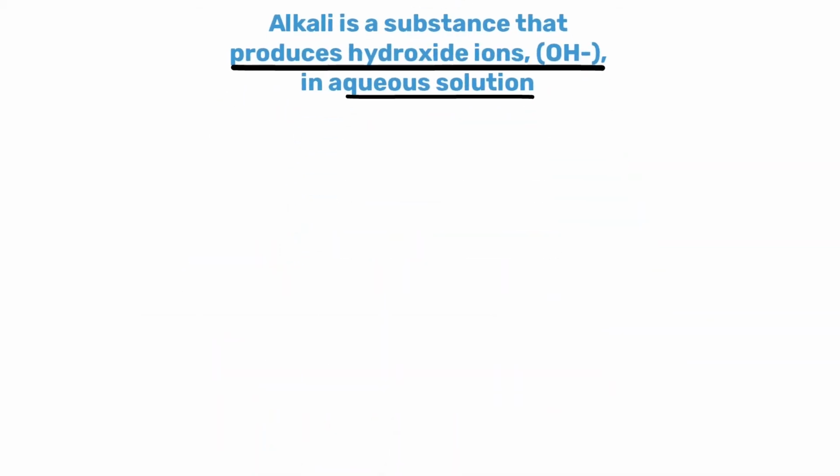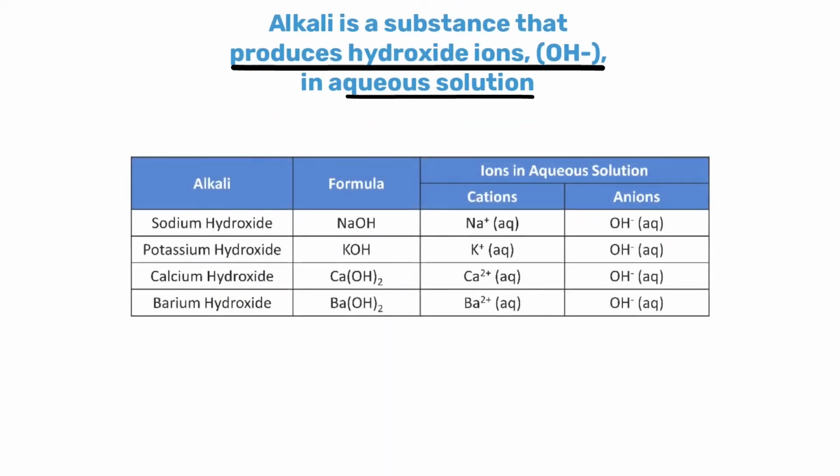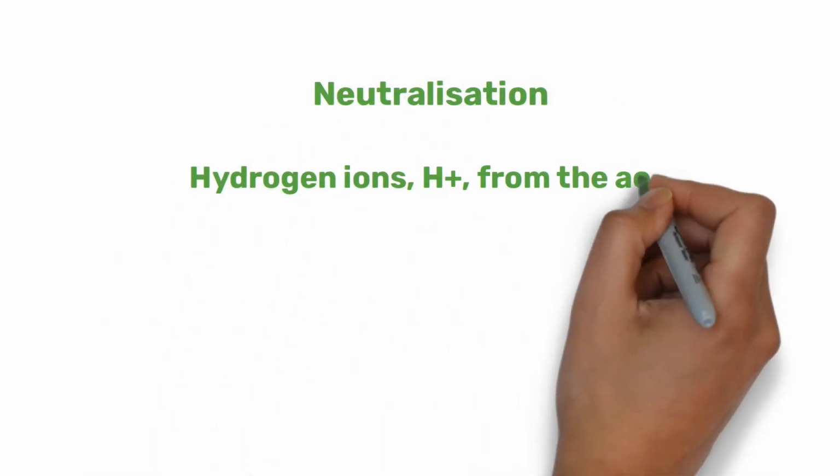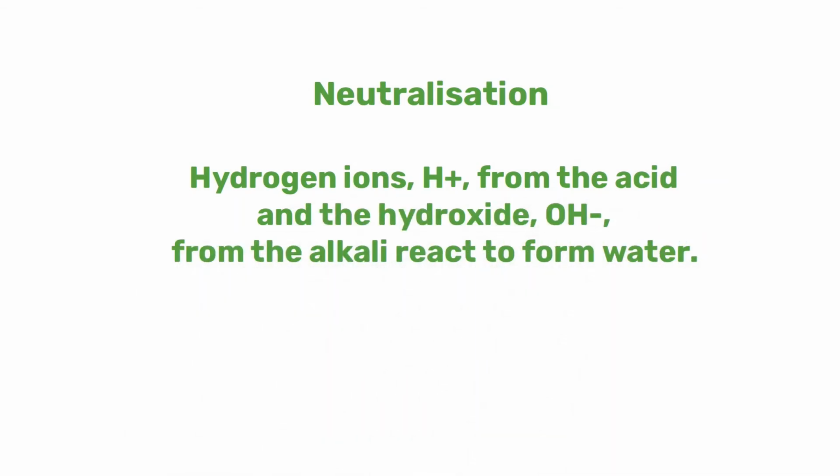So now we look at some common alkalis that we always see. First, we have sodium hydroxide, which is NaOH. We have potassium hydroxide, which is KOH. And we have calcium hydroxide, which is Ca(OH)2. And we have barium hydroxide, Ba(OH)2. So now we look at neutralization, where hydrogen ions from the acid and the hydroxide ions from the alkali react to form water.